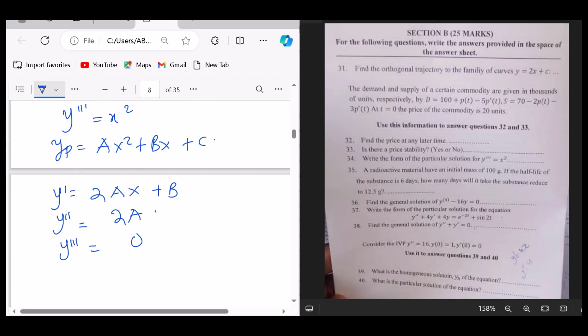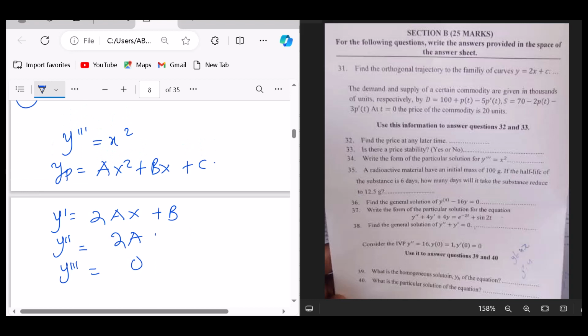So here what it means is that if we put 0 here, you see what we will get. We will not get anything. Okay, so at this point, what do we do?